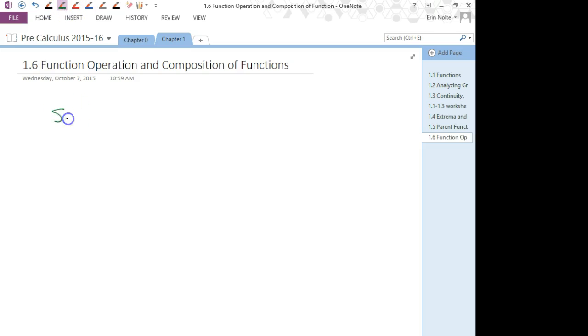Alright, so first of all, sum. If I use sum in math, I'm doing what? I'm adding, right? Okay, so that notation can look one of two ways. You could see f plus g of x, and that would be exactly the same as if you saw f of x plus g of x.